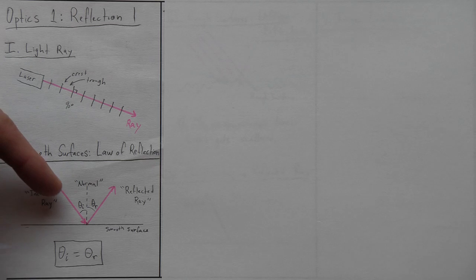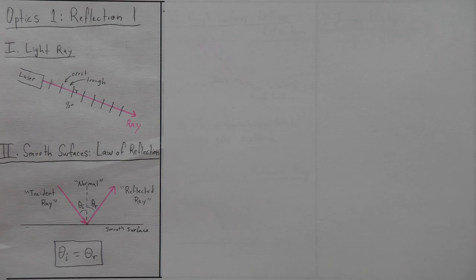If I shine a laser coming down like this, it bounces off the smooth surface or the mirror. This ray coming in, we call it the incident ray. Okay, so that's what's written here. And then it bounces off, we call that the reflected ray. Now, it doesn't bounce off in some random pattern.